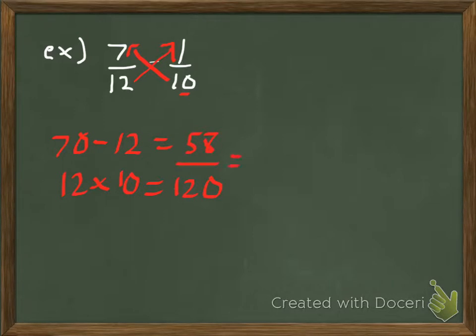Now let's reduce that. Let's take out a 2. I get 29 over 60. I look closely to see if anything else comes out. It looks like that's the final answer.